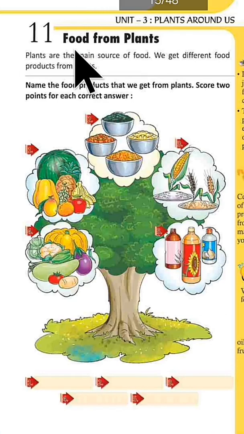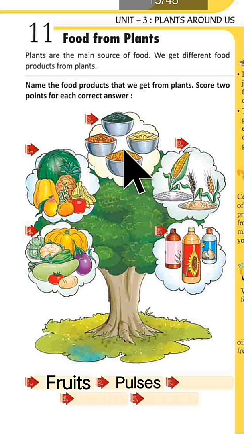Our next chapter is food from plants. In this chapter there are different food groups given, and in these food groups we are going to write in this space. The first picture is of fruit. So we will be writing here the spelling of fruit in this column. The second picture is of dal. It is also called pulses. So we are going to write the spelling of pulses here.